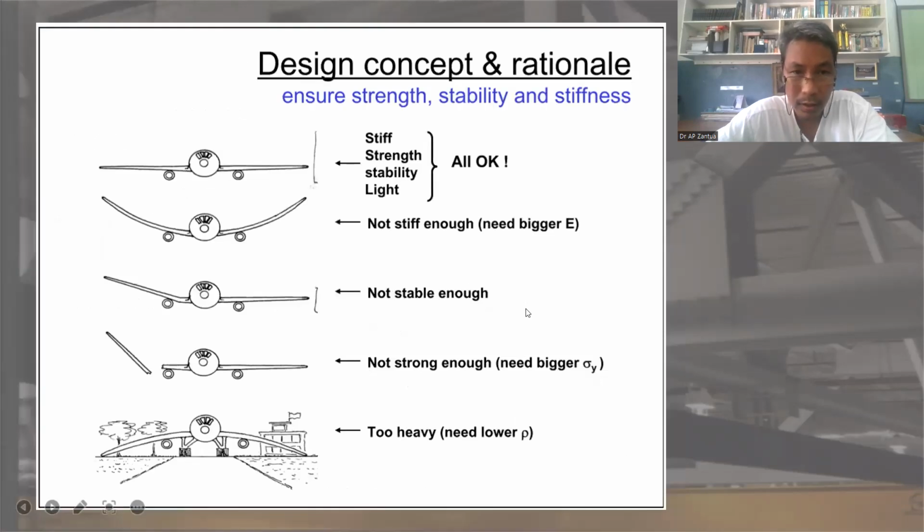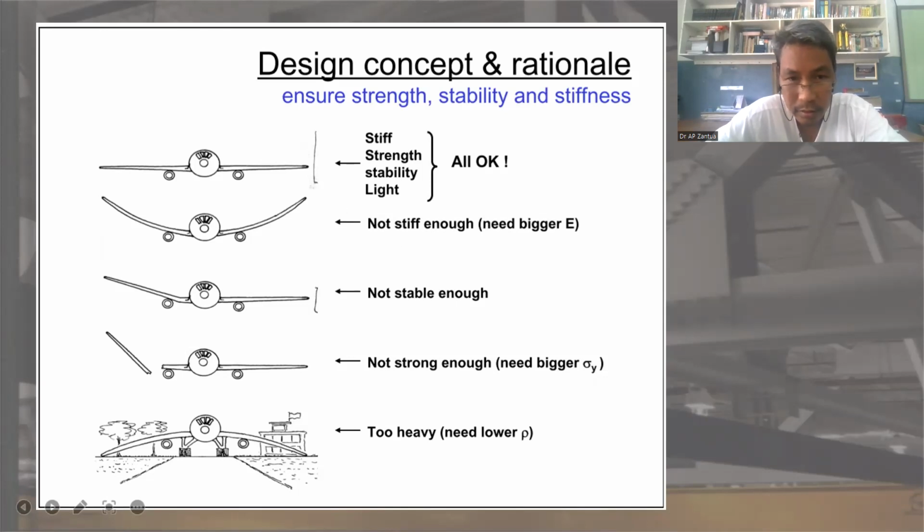So those are the concepts, and with respect to strength, stability, and stiffness, we want to ensure that our structure would be able to withstand these three design perspectives. Okay, so design for strength, design for stability, and design for stiffness. So stiff, strength, stability, light, all okay in this example.